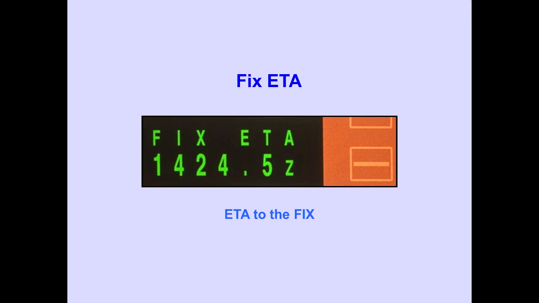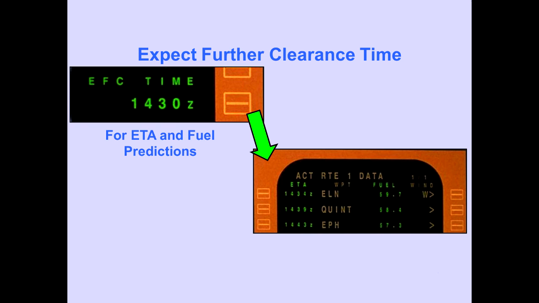The fix ETA line displays the ETA to the holding fix. An expect further clearance time may be entered on the EFC time line. Entry alters waypoint ETA and fuel remaining predictions. With no entry, fuel remaining at destination is predicated on no fuel being used for holding.